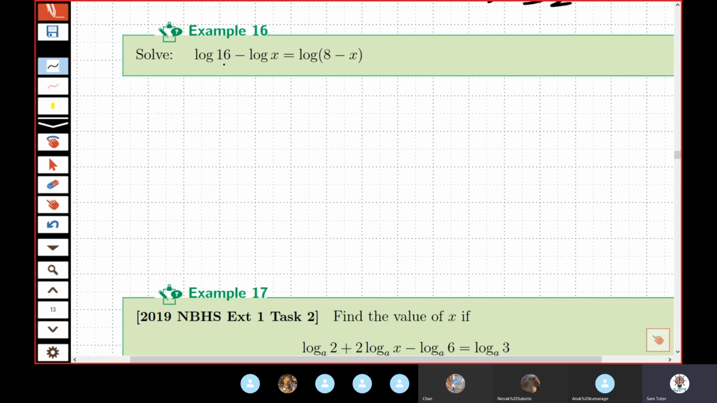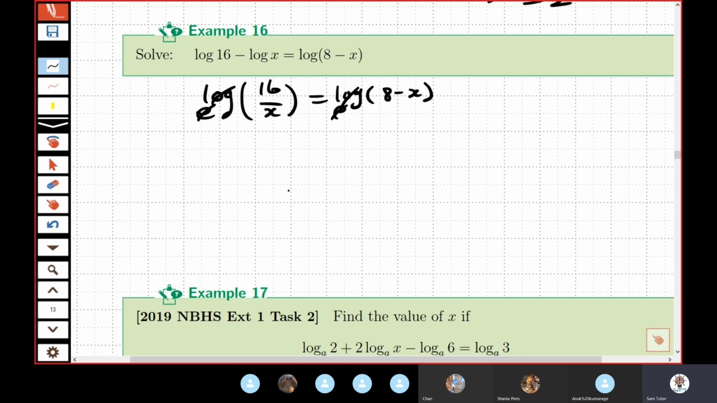So what are you going to do with log 16 take away log x? Can I break down 16? I'm not sure what I'm supposed to do. No, you don't need to. So you don't like the subtraction sign there. Think of your log laws. Divide? Yes, 16 on x. Look what you've just done. You've got a log here and a log here. How good's that? Because what can you do with the 2 logs? You can exponential it. Yeah, and pretty much they'll just disappear. So you're left with 16 on x equals 8 take away x.